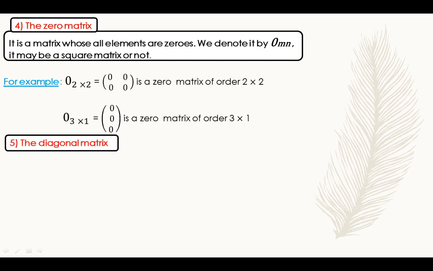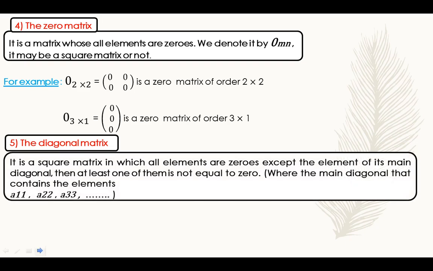Number 5, the diagonal matrix. The diagonal matrix is a square matrix. You have to take care of some definitions here. First, the diagonal matrix must be a square matrix. What is a square matrix? The number of rows equals the number of columns, in which all the elements are zeros. All the elements of the diagonal matrix are zeros except the elements of its main diagonal.